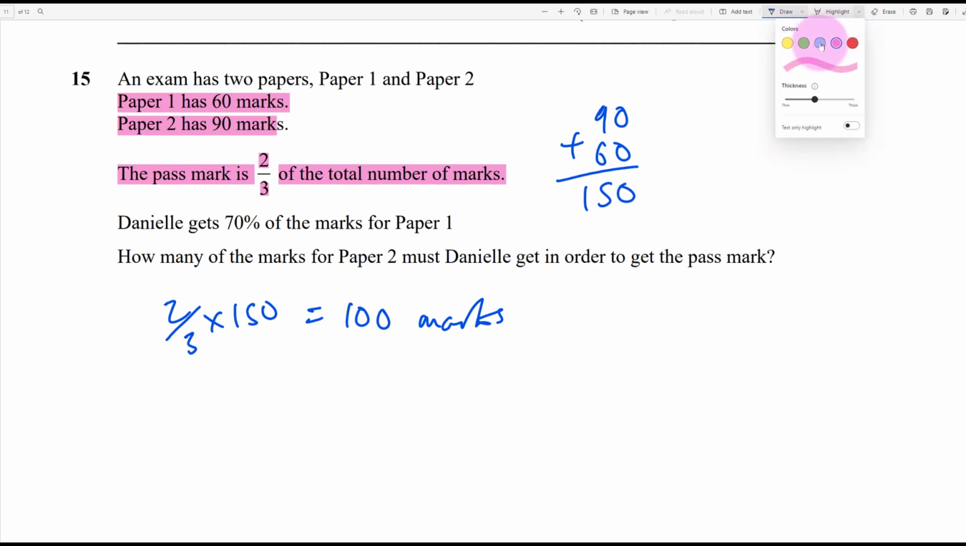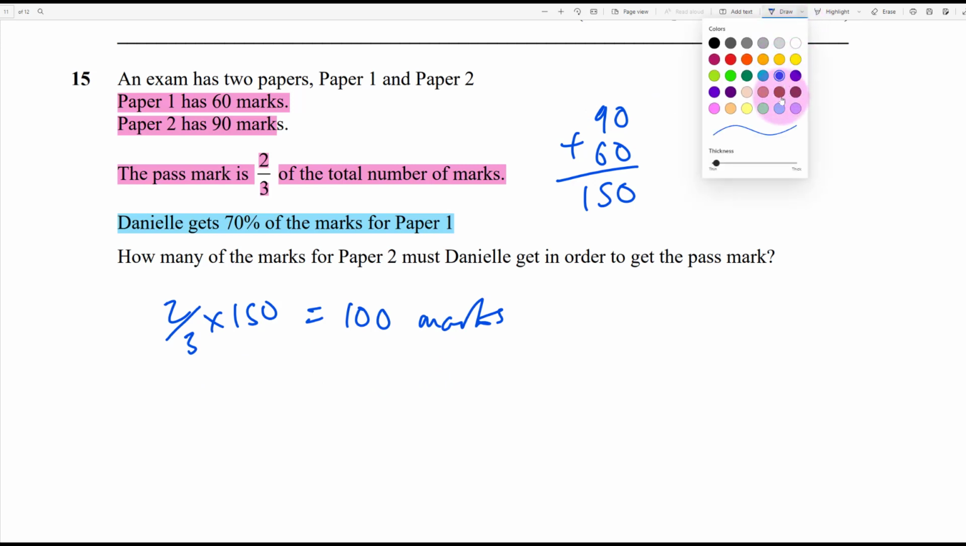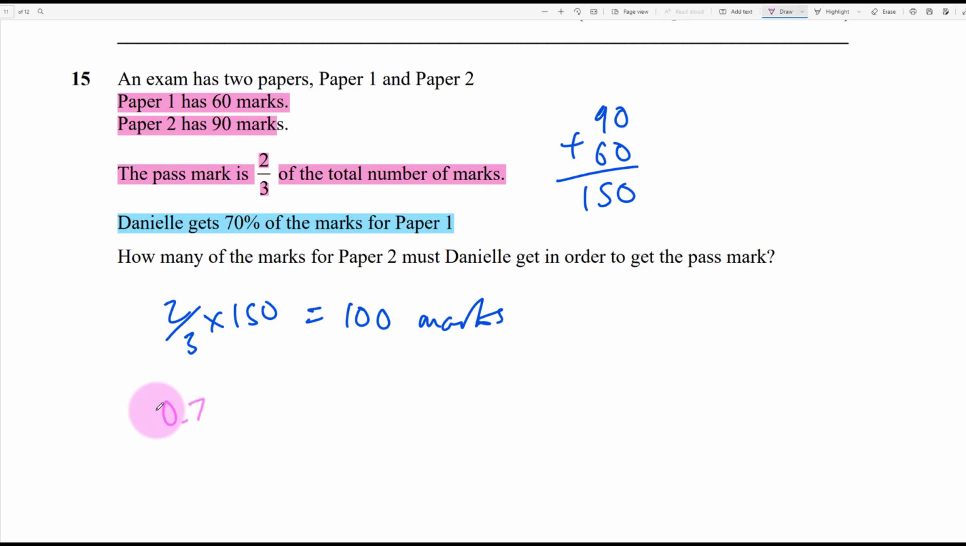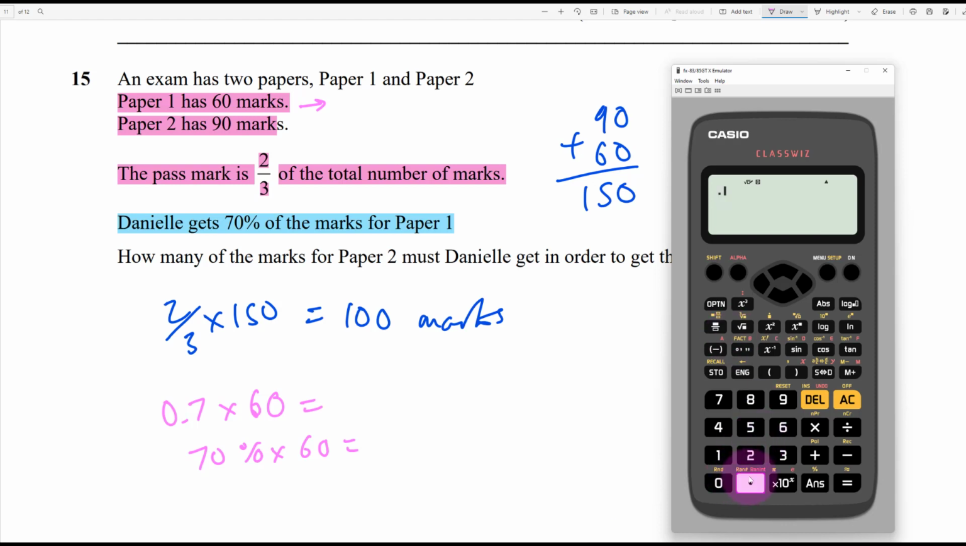Now let's read this next bit that we need to know. Danielle gets 70% of the marks for paper 1. Let's show this skill down so that we can earn some marks. Let's change colour. So 70% is 0.7 times paper 1, which is 60 marks. So you do times 60 equals, what does that equal? Or you can use the percentage button on a calculator and times 60. Same thing. So 0.7 times 60, 42. Like I showed you, could use the percentage button. Shift answer times 60, you still get 42.